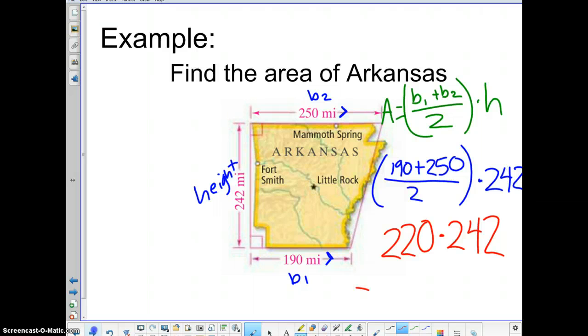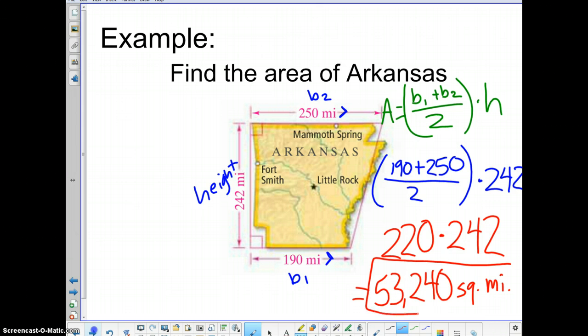And when we multiply those two together, we get 53,240. And remember, how we want to label these is in square units, and in this case it's going to be square miles. Okay, square miles. Make sure that you box your answer on that one.